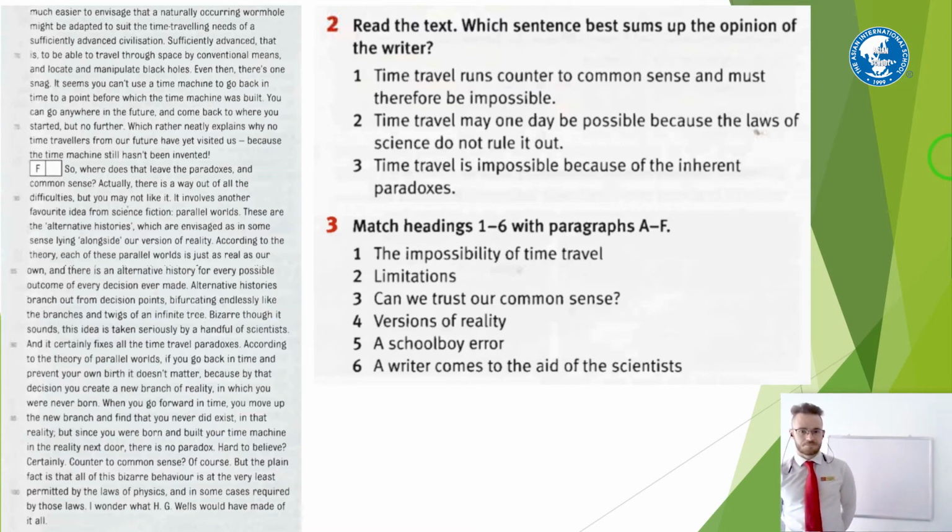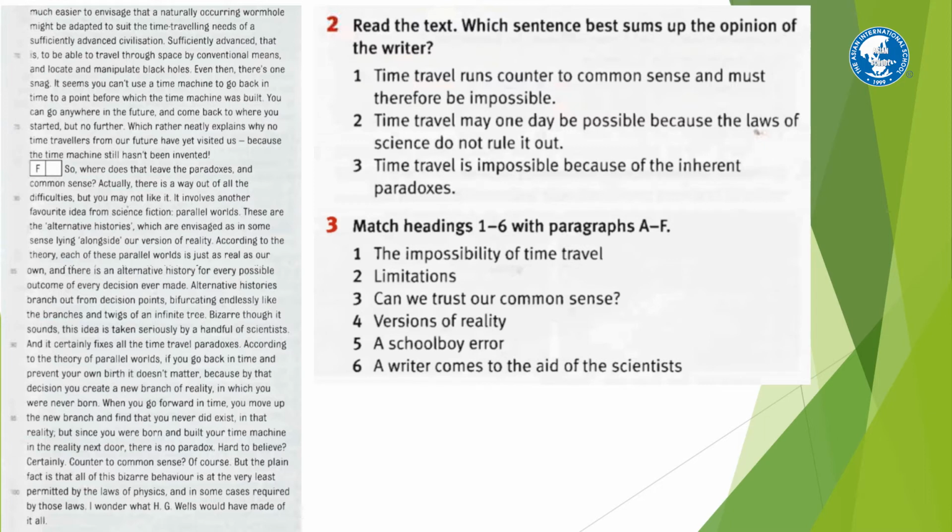Exercise 3. You had to match the headings 1 to 6 with paragraphs A to F. So if you were going to give them a title, if each paragraph had a title, what would it be? Pause the video now. Try and fill in those boxes next to the letters. When you restart the video, I will give the answers. Okay, so answers to exercise 3.